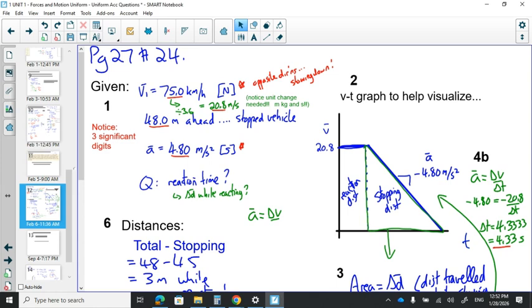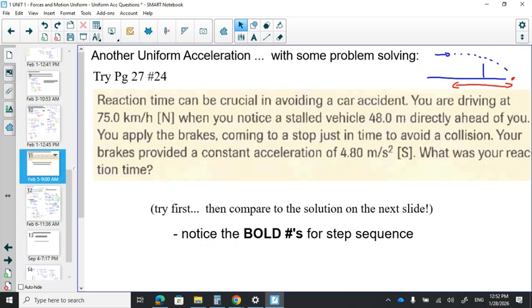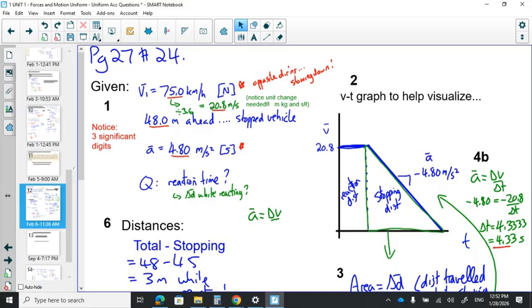So the 48 meters ahead thing is that stopped vehicle. We have an acceleration rate given. In this question, it said acceleration is south. In other words, you're going north, acceleration is south, it's backwards, right? So it's obviously in opposite directions. You can use negatives if you wanted. And so really I could add that in here, i.e. this is negative 4.80 meters per second squared north.